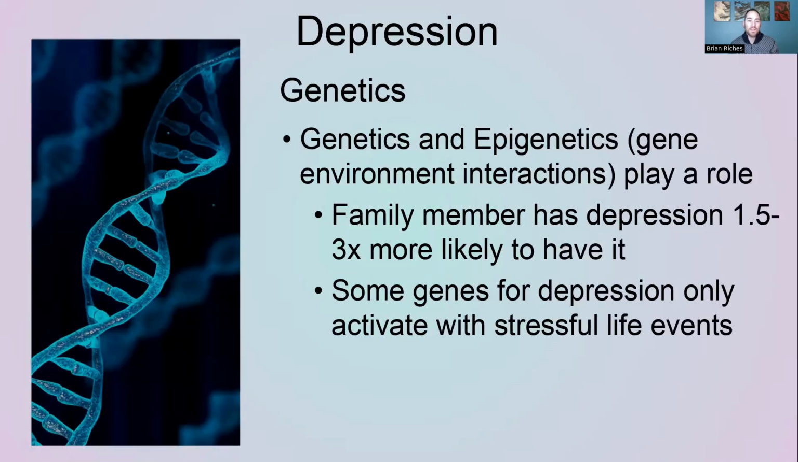So with depression, we do see some genetic ties here. Genetics play a role in the development of depression, as we've talked about with epigenetics as well, the diathesis-stress model. We also see that the environment and stressors play a big role too. If a family member has depression, any of their family members are about 1.5 to 3 times more likely to get depression. There are genes that are relevant to depression that only activate with stress in your life. So that's some of those epigenetics. You might have this gene, but if you don't have stress, then you will be less likely to get depression, even though you have that gene for it.